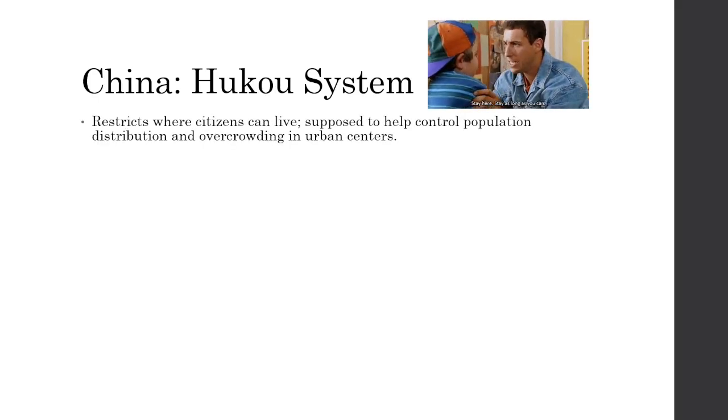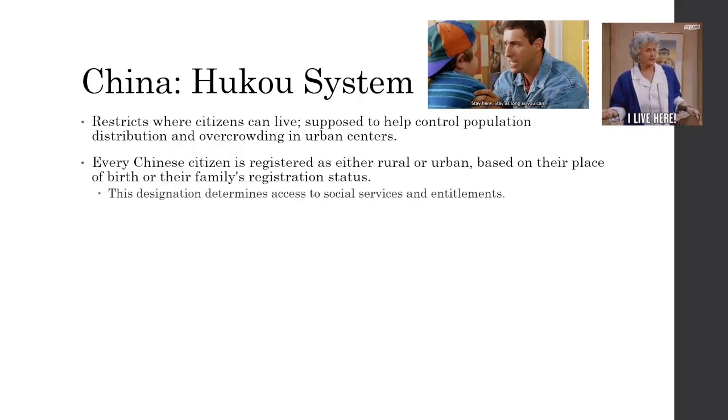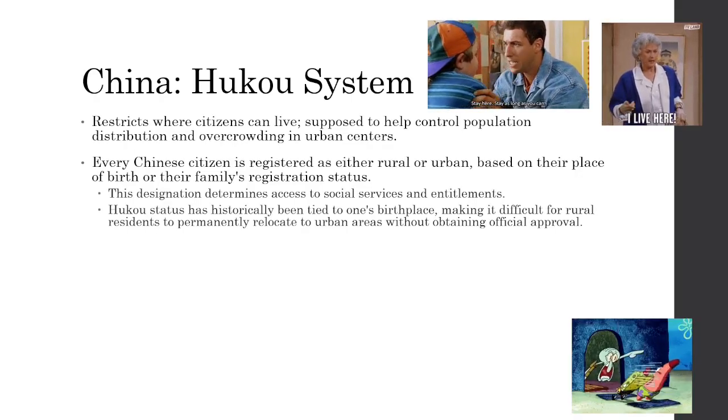All right, so we're going to go over a migration system that China has within the country. So this system restricts where citizens can live. It's supposed to help control population distribution and overcrowding in urban centers. Basically, you have to ask for permission to move within the country. Every Chinese citizen is registered as either a rural or urban resident based on their place of birth or their family's current registration status. And this designation will determine their access to various social services and entitlements through public provisioning.